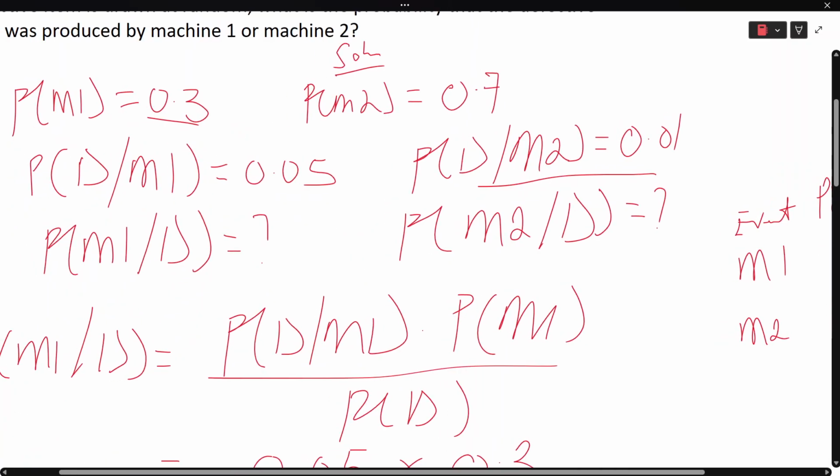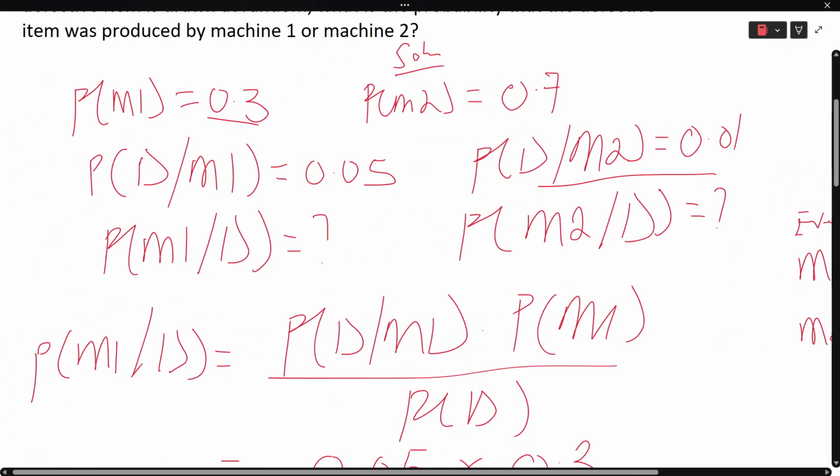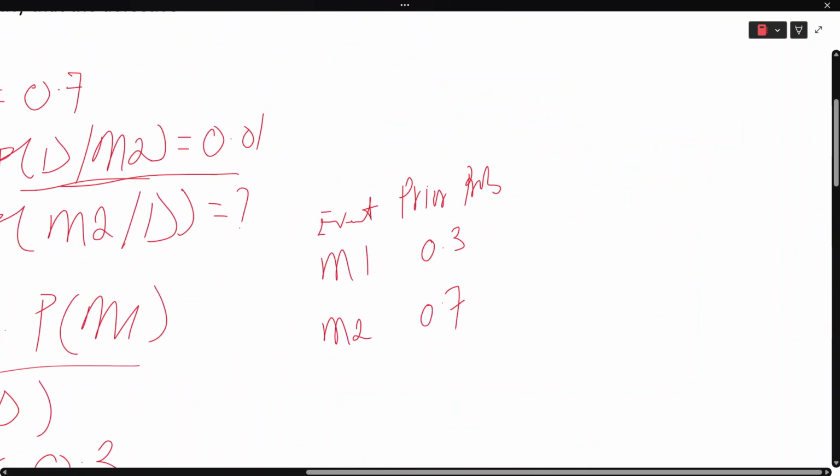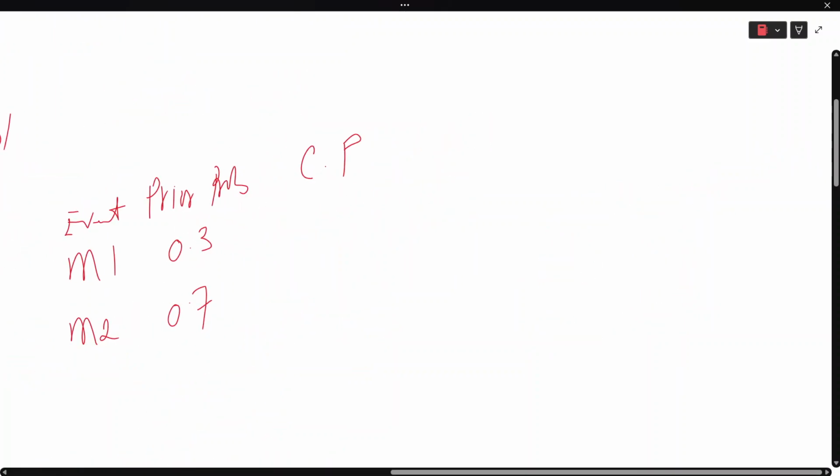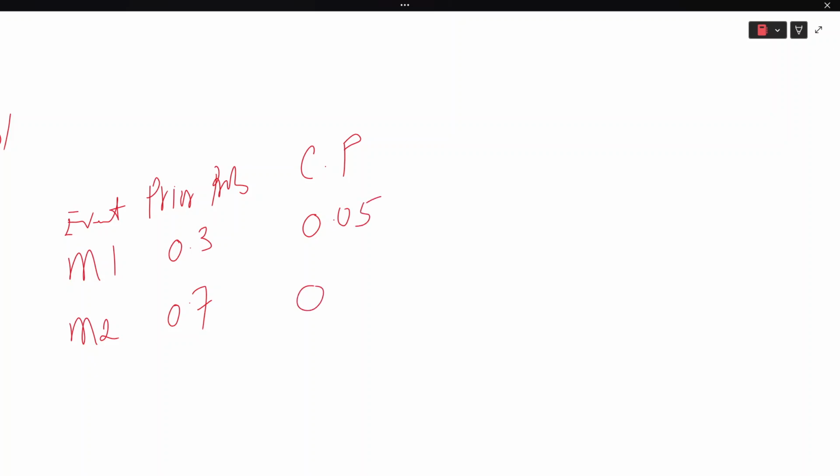We also have conditional probability. Take note, we have two conditional probabilities here. This one for machine 1, that one for machine 2. The conditional probability for machine 1 is 5%, 0.05, and machine 2, 1%, 0.01. And this is the information provided. The next thing we have to do is find the joint probability.